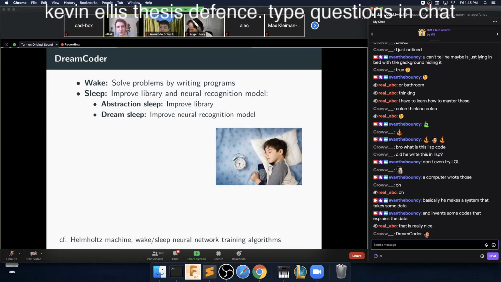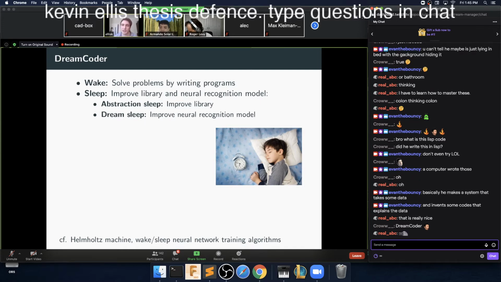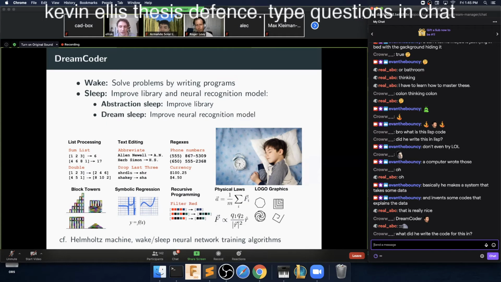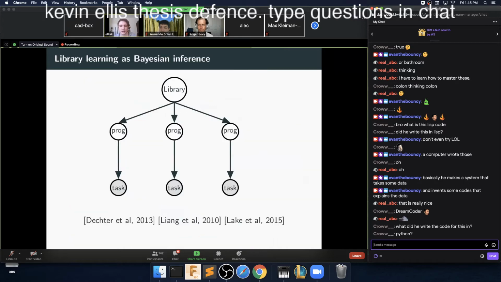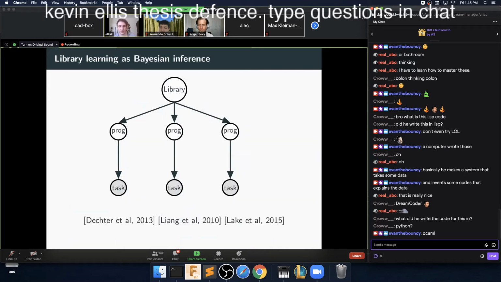The first sleep phase, which we call abstraction sleep, is going to grow out that library, that network of functions. And the second sleep phase, which we call dream sleep, is going to train a neural network called a recognition model to learn how to use that library to solve problems during waking. And we're going to apply Dreamcoder to a range of domains, some of which, or all of which, are shown here.